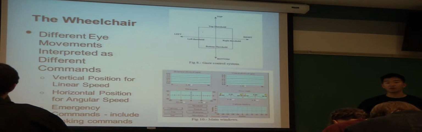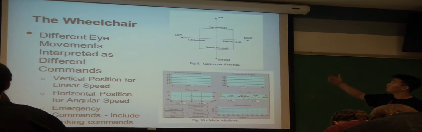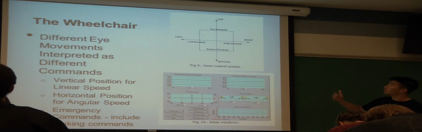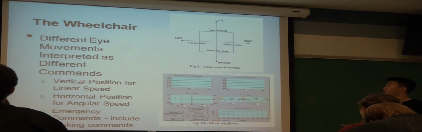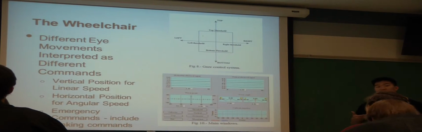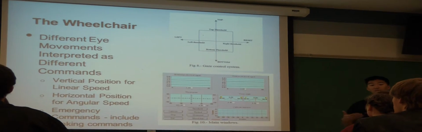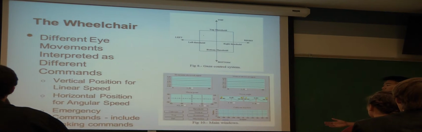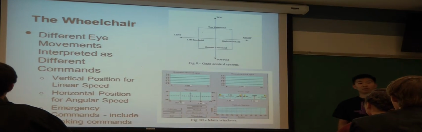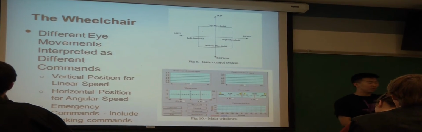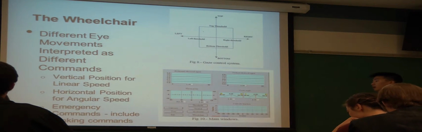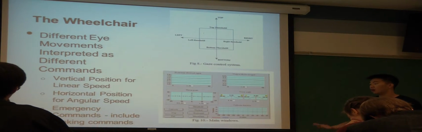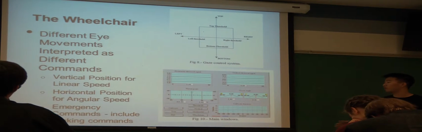Different eye movements are interpreted as different commands. If you look at the top right, there's a box with top, bottom, left, and right thresholds. If you pass the top threshold, it takes it as a command to speed up. If you pass the bottom threshold, to slow down. Left and right will control your angular speed based on where you're looking. As you keep focused on a point, it will increase your speed until you line up with it, which will stop. There are also emergency commands, including blinking, as well as an override system.